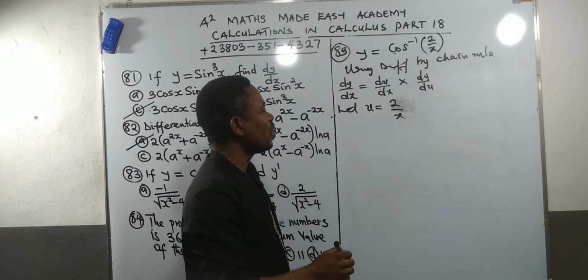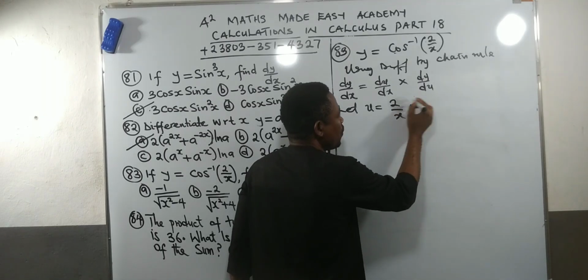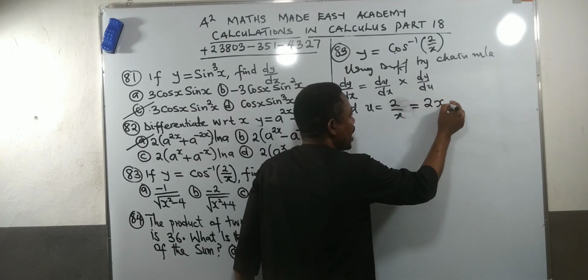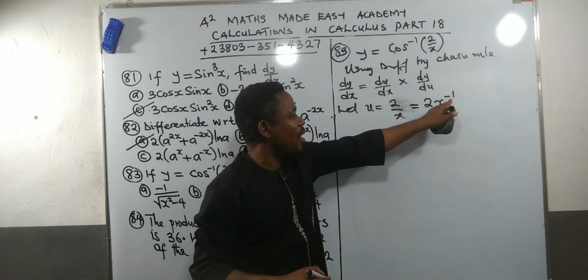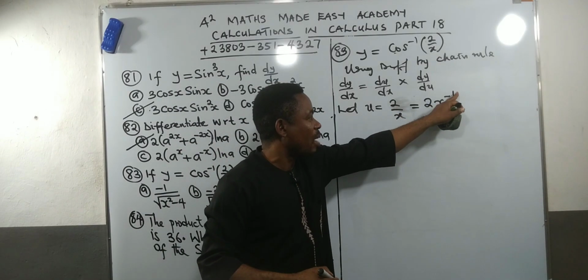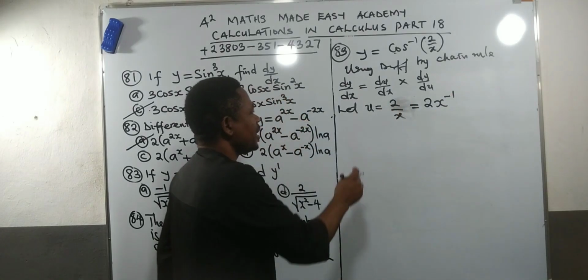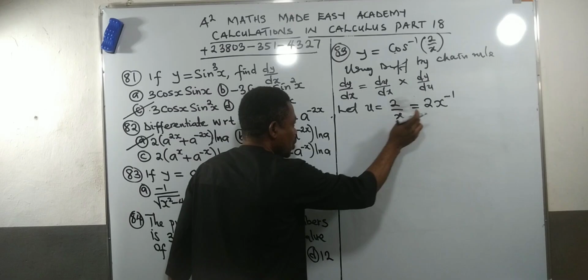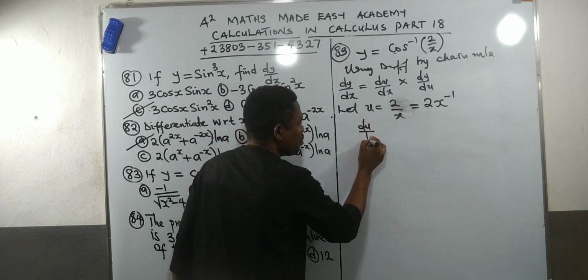And you know, by the law of indices, this x will move up. As you move it, I'll write 2, then x followed by my power minus 1. Do you know that x to power minus 1 is the same thing as what you're seeing? This minus 1, x will go down. It will still give you exactly this. So that it will be easy for us to differentiate u with respect to x.